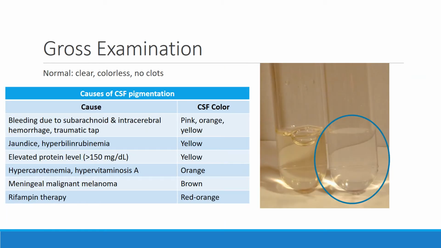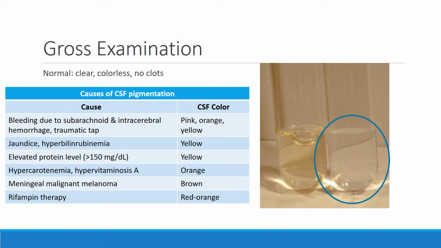Now, when you get the specimen in the laboratory, the first thing that we do, just like in your urinalysis, we will do a macroscopic report. So we'll look at the specimen, and a normal CSF should be completely clear, and it should be completely colorless, and it should have no clots.